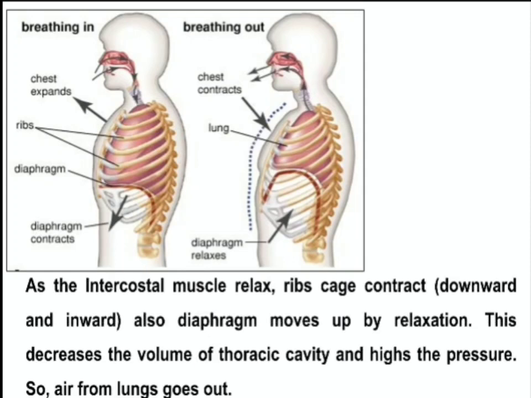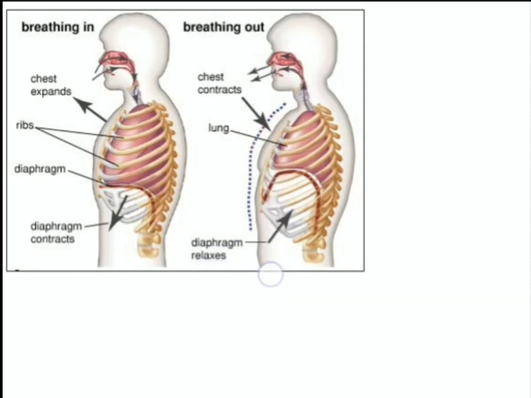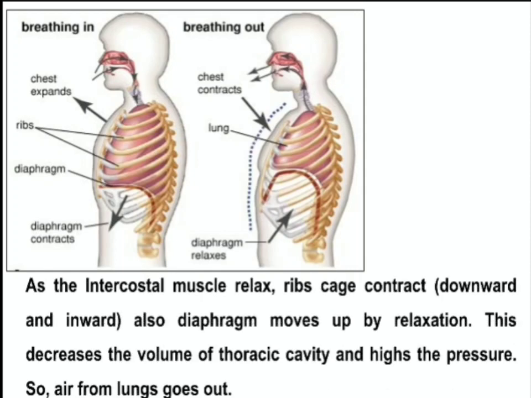On the other part, when we do the exhalation, that is the breathing out mechanism, what will happen? Our intercostal muscles will relax, that is the muscles around the ribs. When they relax, our rib cage will contract. Because of this contraction, the rib cage will go downward like this, and it will move inward also. This is what happens when the intercostal muscles relax.